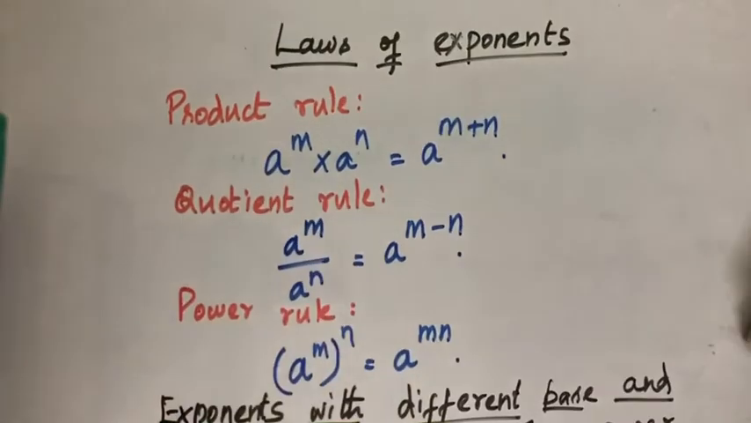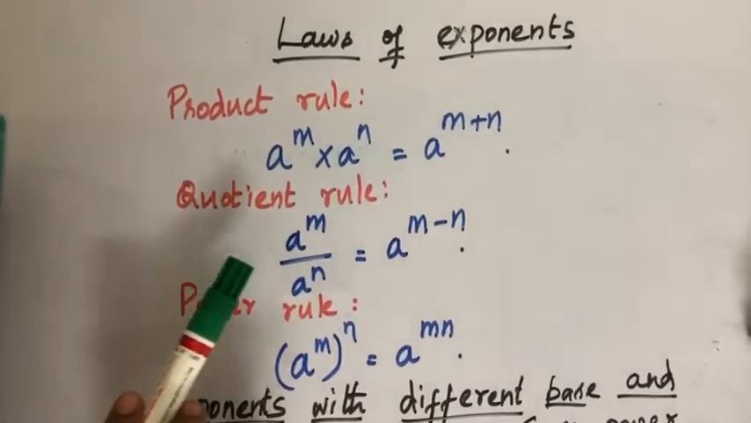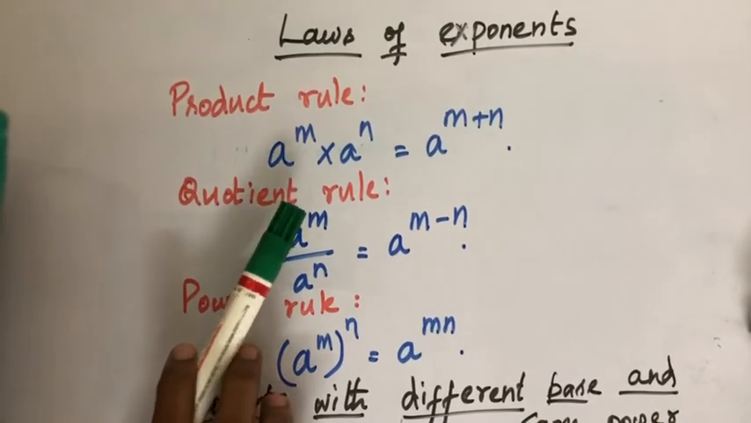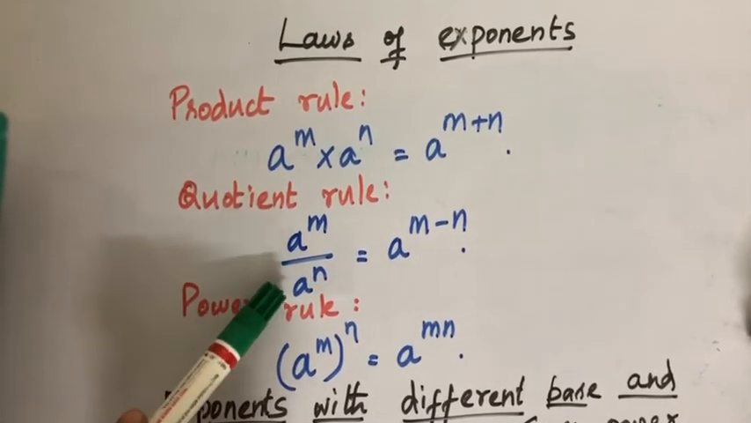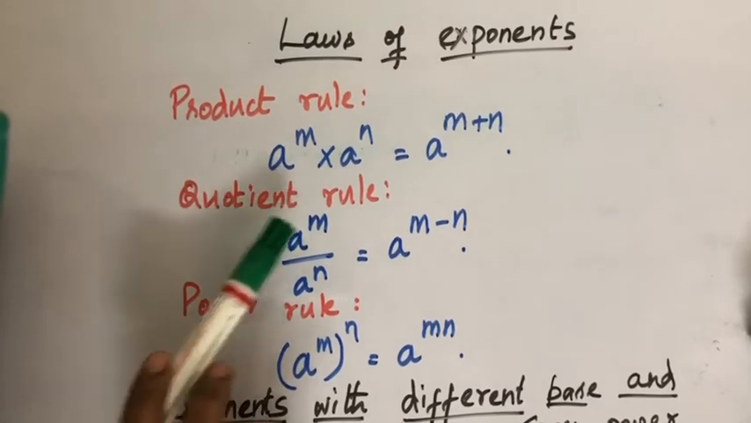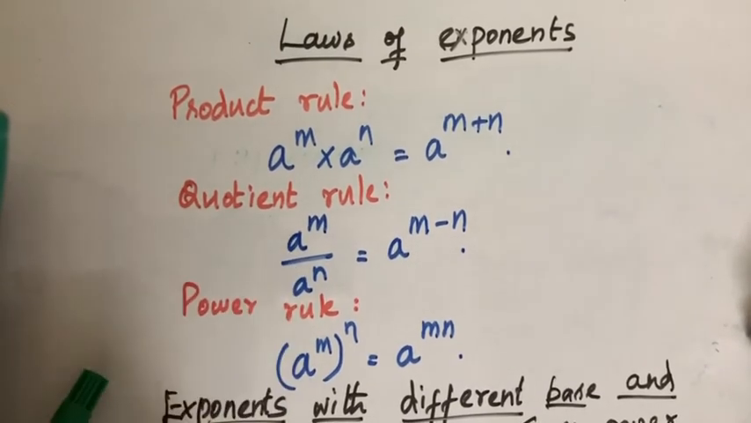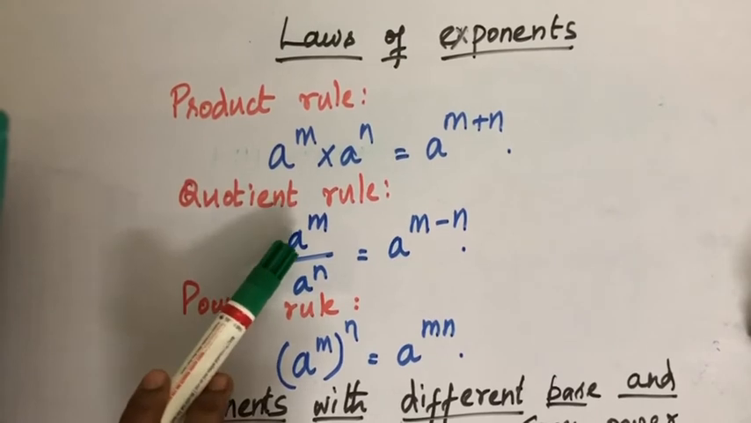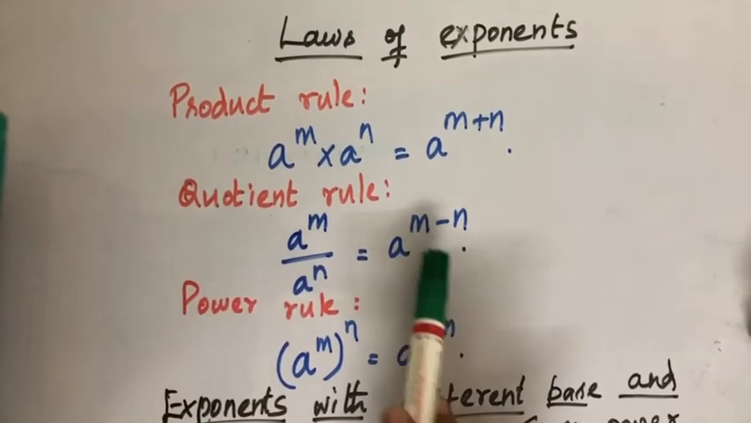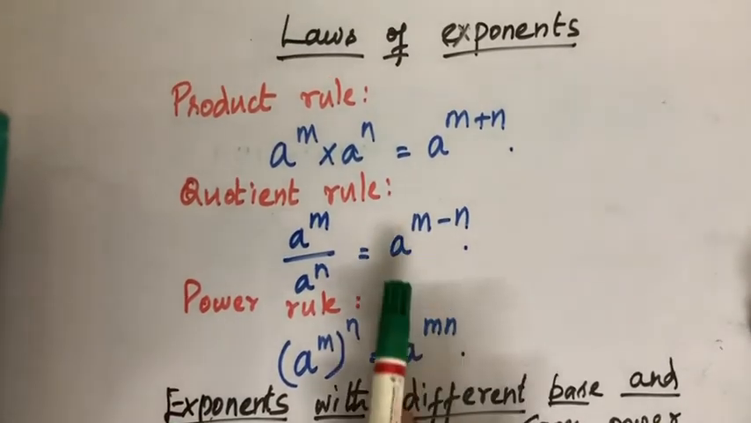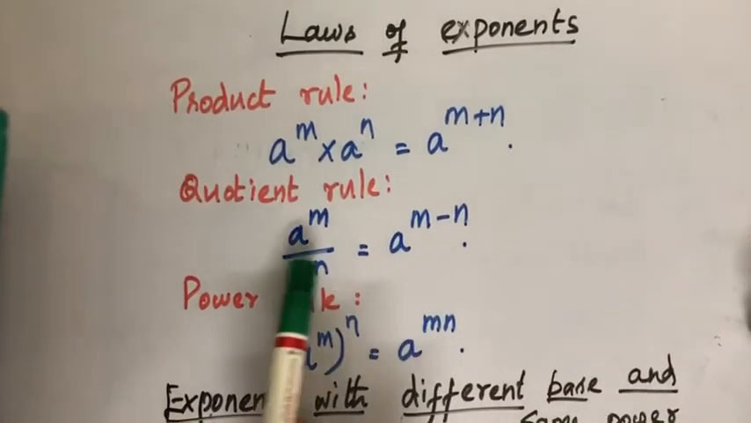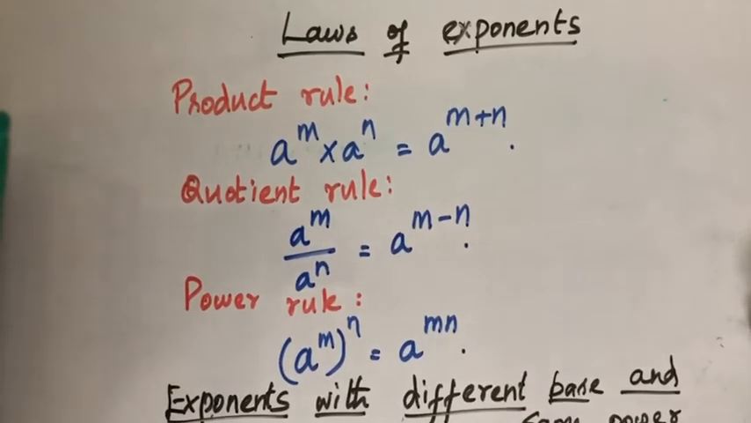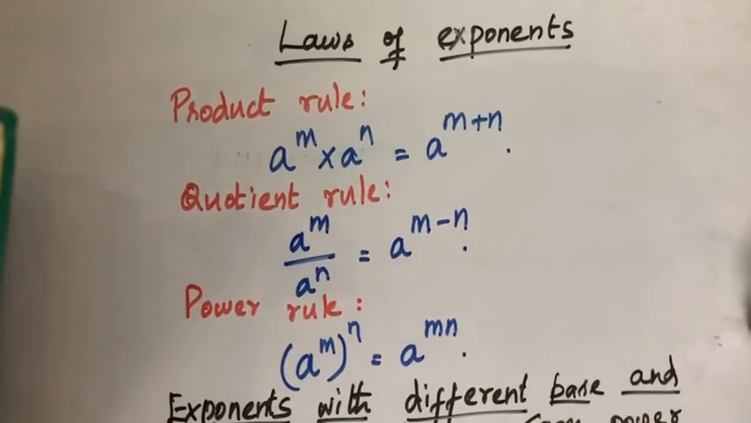Second rule, the quotient rule. Here we have a power m divided by a power n. Even here the base is the same, base a, but the power is m here and n here. If the base is the same, while dividing you can subtract, a power m minus n. Here it is a product, so we are adding. Here it is a division, so we are subtracting. This rule is known as the quotient rule.